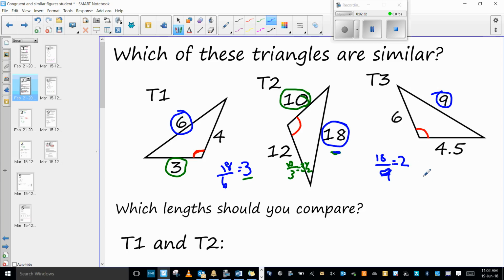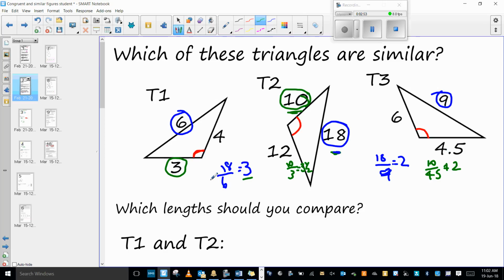Therefore, again, if I went for the small side, I would be doing 10 divided by which side length? 4.5. Does that give me 2? Does not equal 2. So therefore 2 and 3 are not similar. So we need to check 1 and 3.